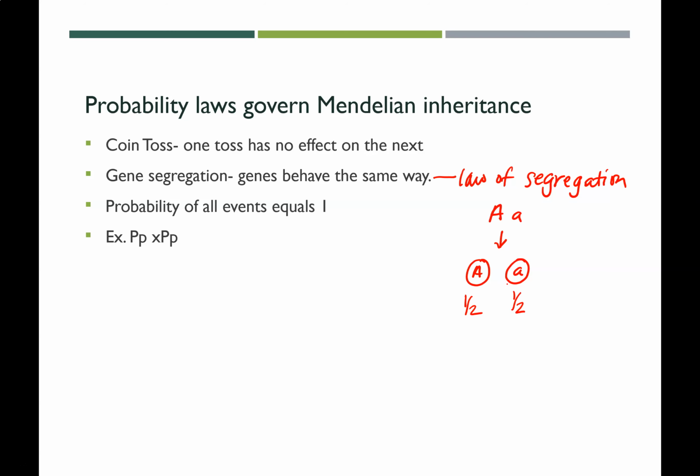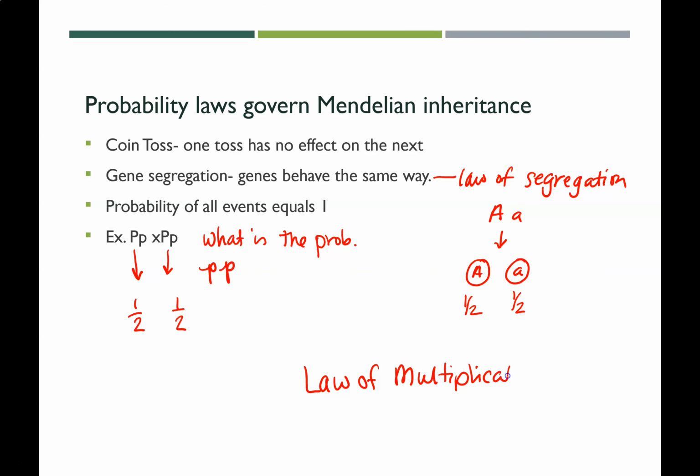All right, so let's say we cross two heterozygous individuals. What is the probability of getting little p? Well, the chance of this individual passing on a little p is one half. The chance of this individual passing on a little p is one half. So we are going to use the law of multiplication, which says that the chance of any two events occurring together is the product of each individual event. So product means multiply.